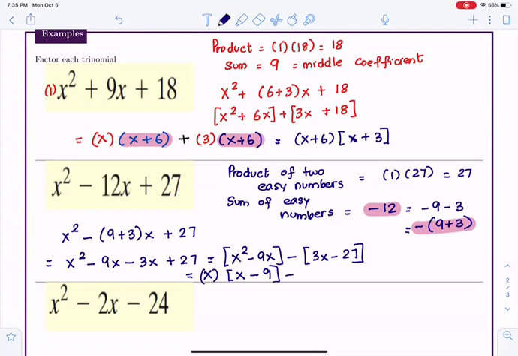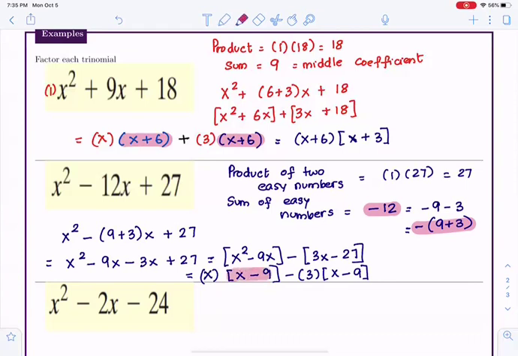In the last two terms, I have 3 and I have 27. The only thing that's common between those two numbers is 3. So if I pull 3 out, 3 comes out of 3x, so I'm going to leave behind x. 3 comes out of that 27, so I'm going to leave behind 9. But there is a minus in the middle, so I left that minus as is.